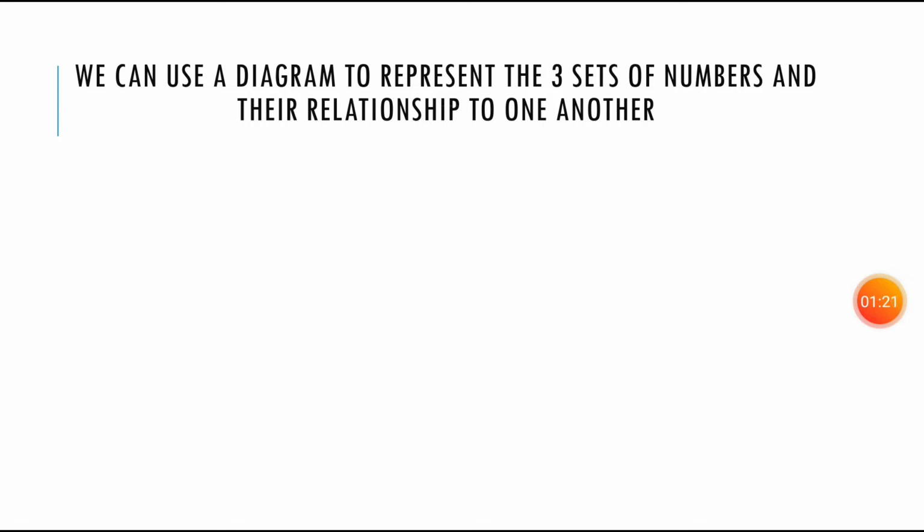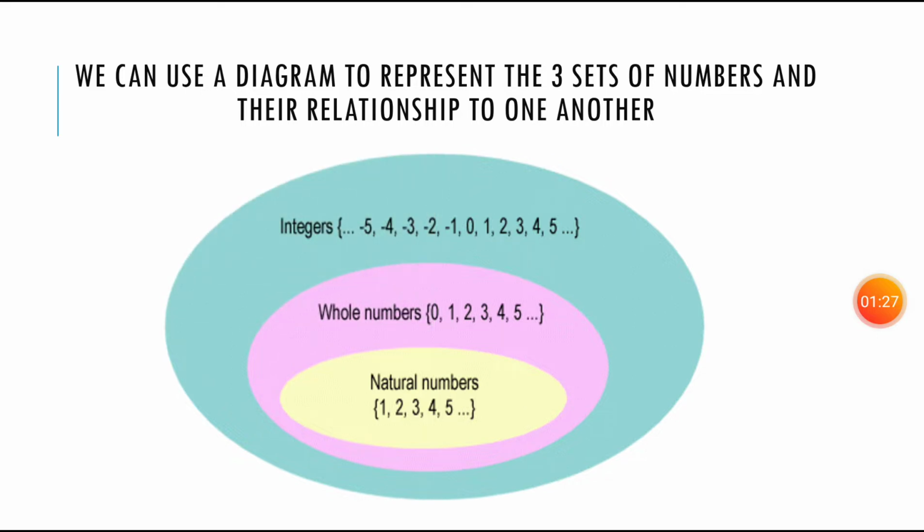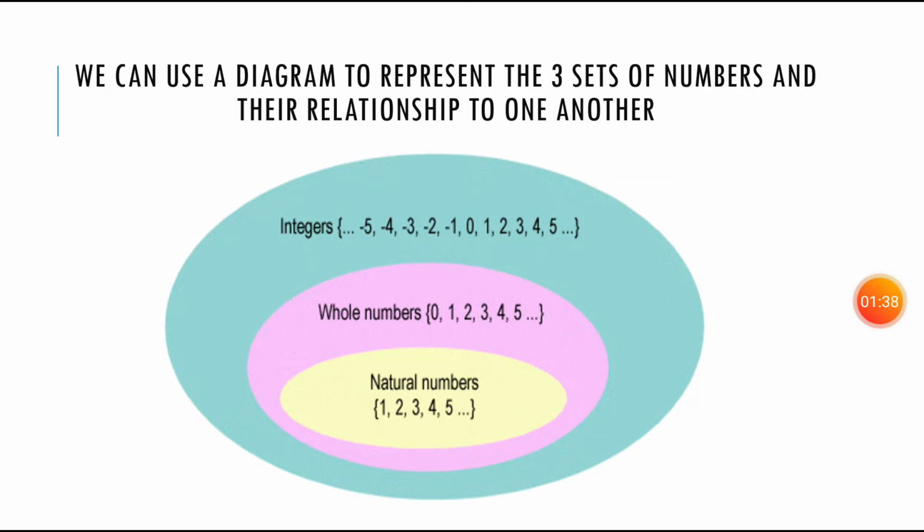We can use a diagram to represent the three sets of numbers and their relationship to one another. Now the diagram shows that there are natural numbers which are included in the whole numbers. So we can say that all natural numbers are whole numbers, and these, that means the natural numbers and whole numbers together, constitute the set of integers.